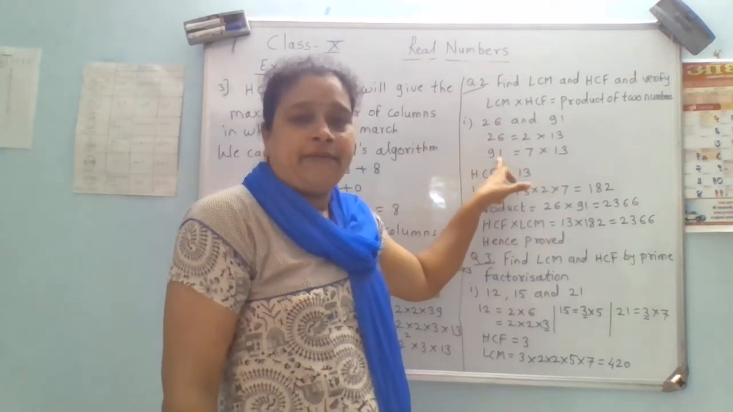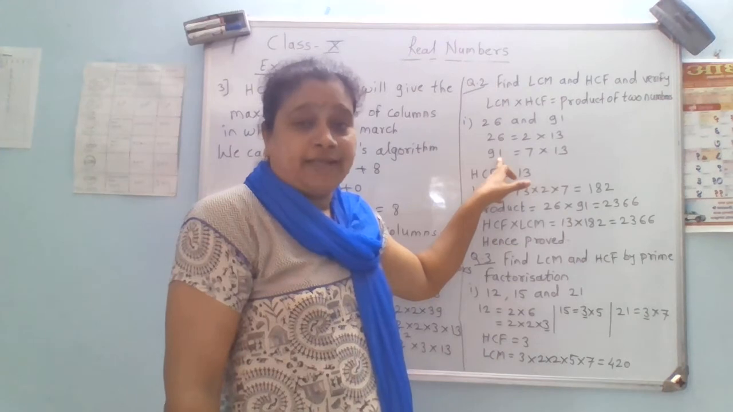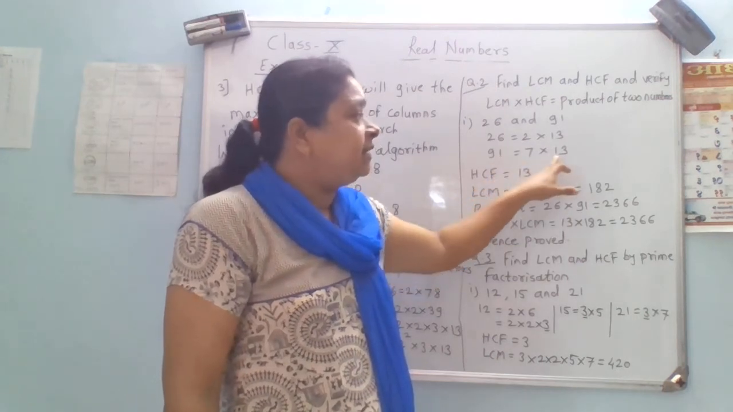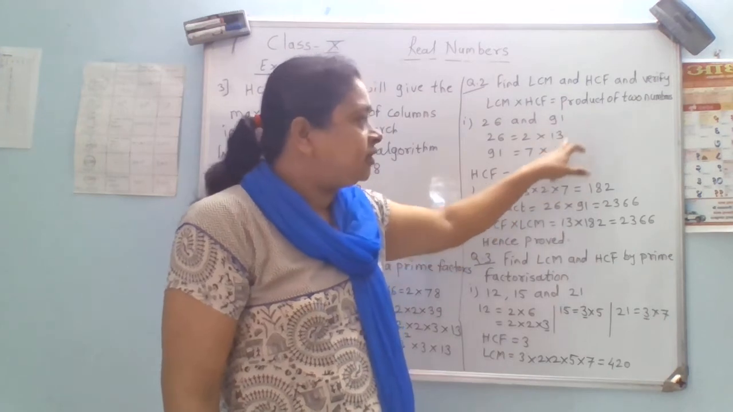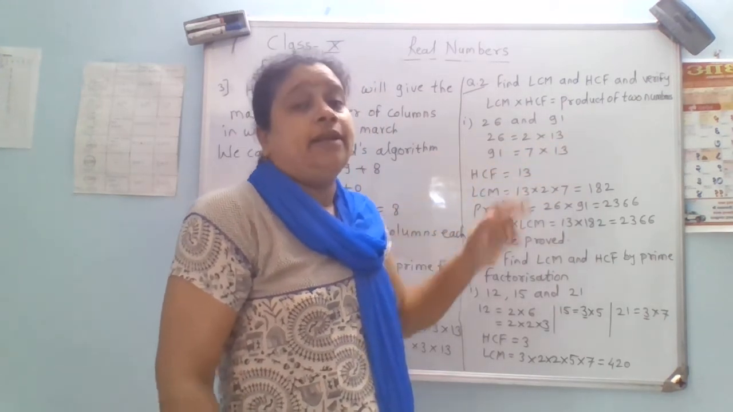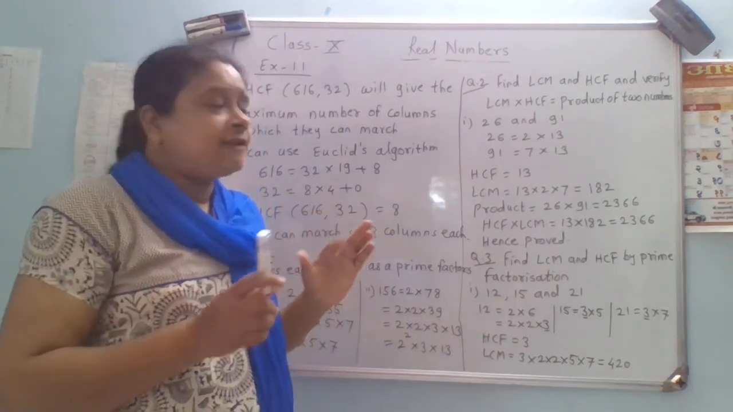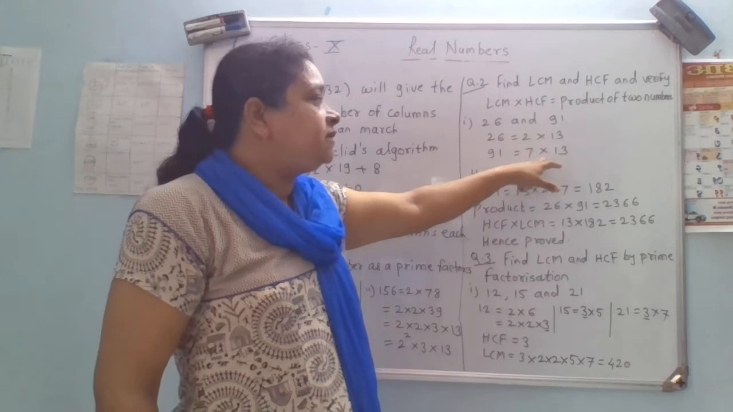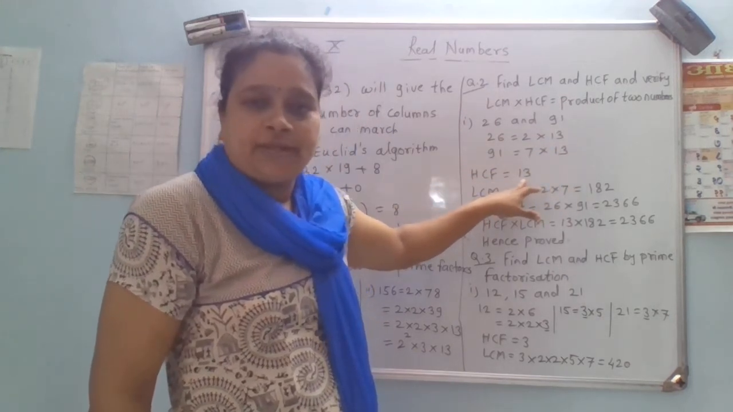Then for finding the prime factors of 91, we know that 91 is directly divisible by 7. Divide by 7, then we get the answer 7 into 13. Both are prime numbers. Then stop the division. These are the prime factors of 26 and 91. Then for finding the HCF, HCF means highest common factor. Between these two, which one is the highest common factor? It is 13 only. It means the HCF of these two numbers is 13.